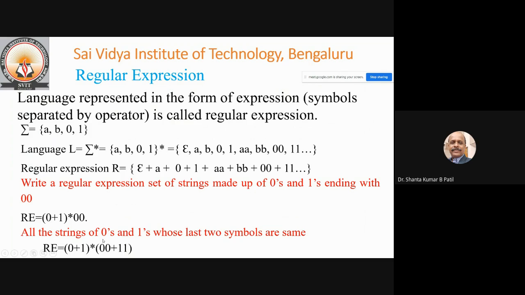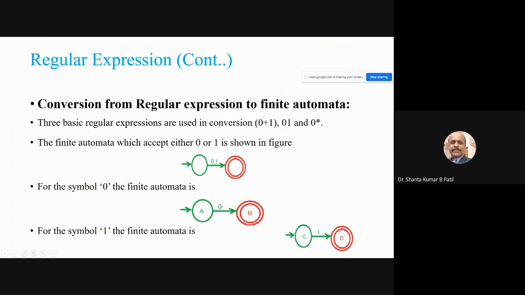For example, strings made up of zeros and ones ending with two symbols the same, so either 0 0 or 1 1. For example, if symbols are A and B, ending with two similar symbols means AA and BB. This is how we convert the set of strings into the regular expression.